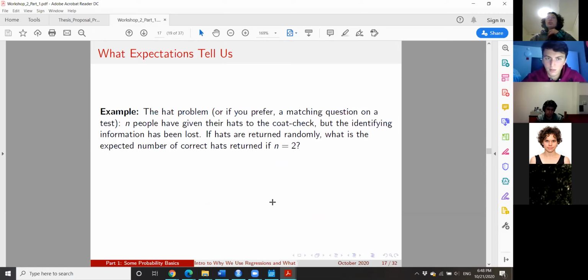But there are some interesting questions about what expectations are actually telling us, right? There's a problem known as the hat problem, but you can also think of it as, for example, a matching question on a test. N people have given their hats to the coat check, but the identifying information has been lost. If the hats are returned randomly, what is the expected number of correct hats returned? So what's the expected number of correct hats returned if N equals 2?